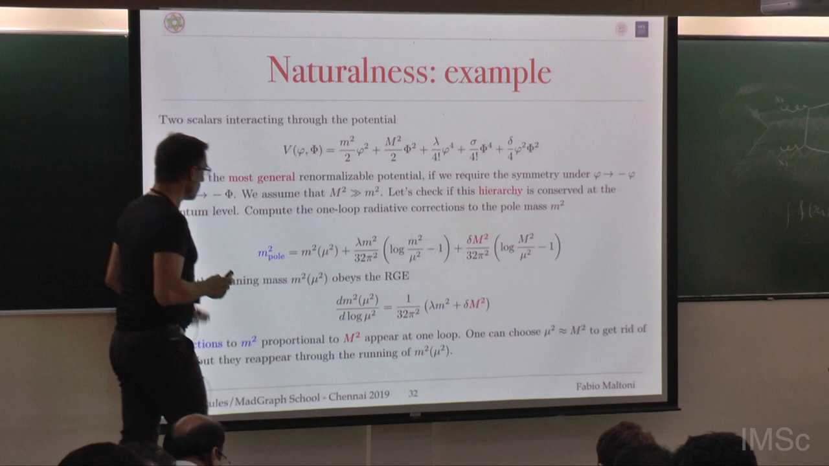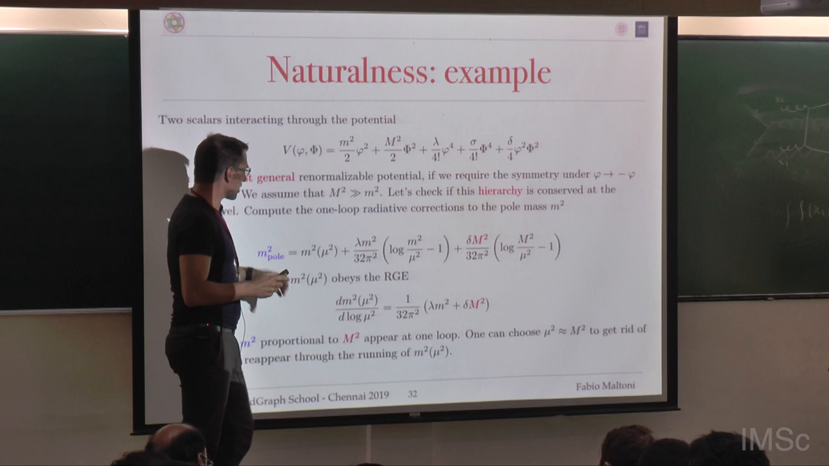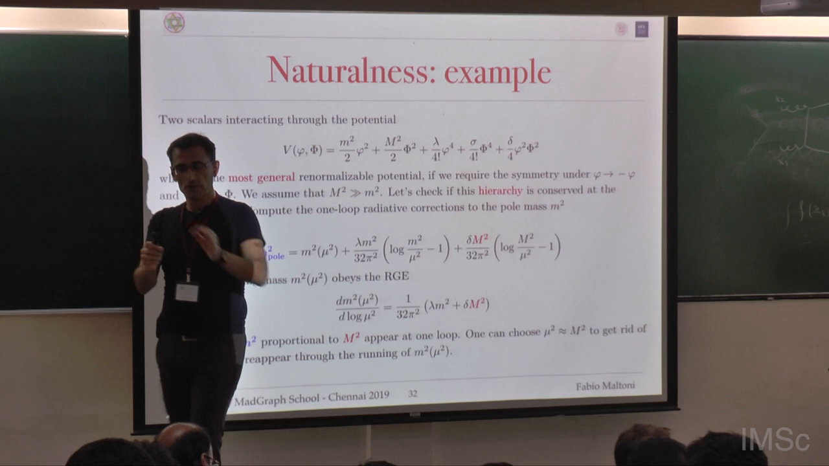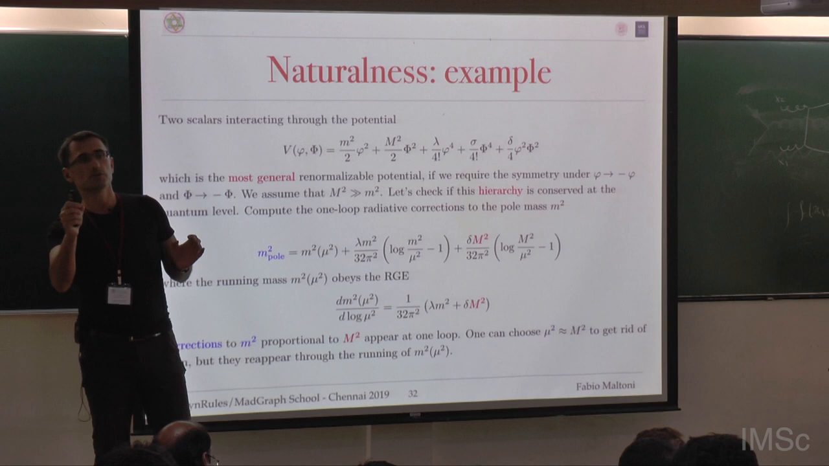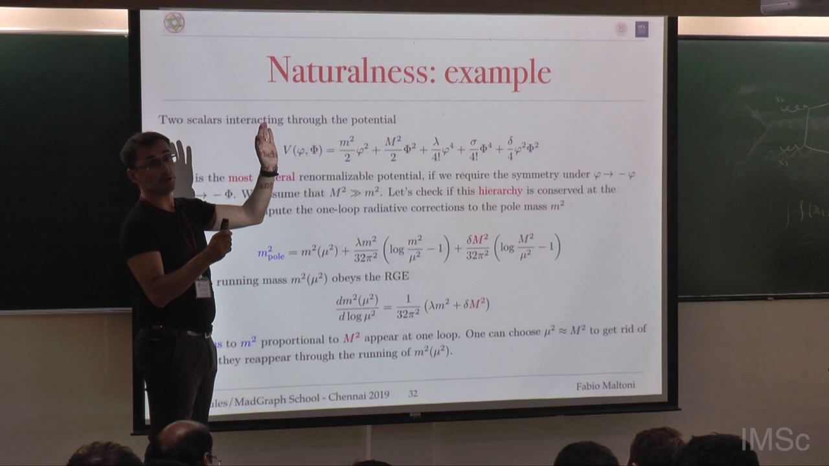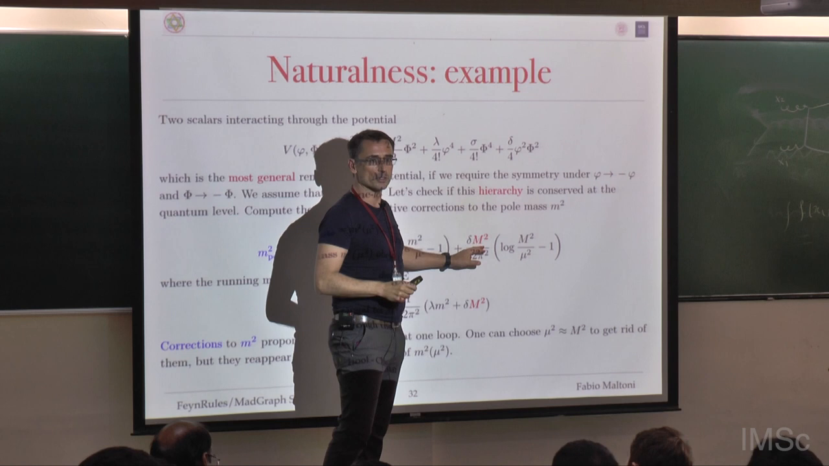So you see that if you try to get rid of this term by choosing a normalization point at some point, then by running you will get it back. So it's only at one point of the RGE that we can put it to zero. Then the running will generally bring it back. And so there's no way of getting rid of this m squared here. So what does it mean? What do you have here?